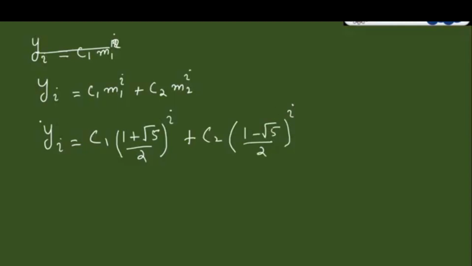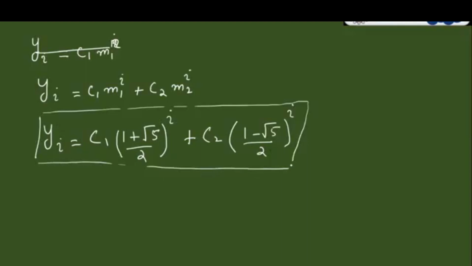So this is the solution for the Fibonacci sequence. What does this mean? If I want to compute the nth term of the sequence, I just need to put that index. If I want to compute the 10th term, I just need to put 10 here. But clearly I cannot compute the answer unless I know the values of c1 and c2. Now the question is, why do we have c1 and c2?